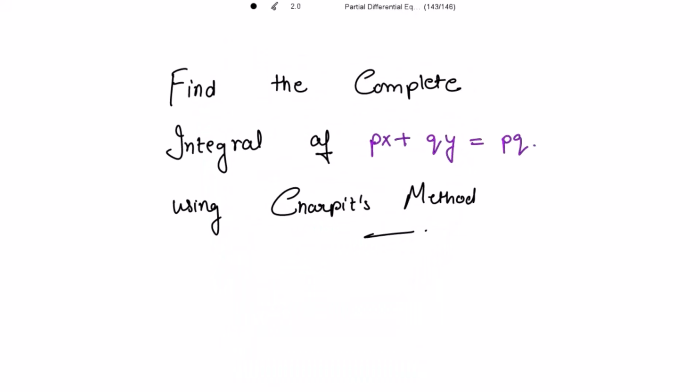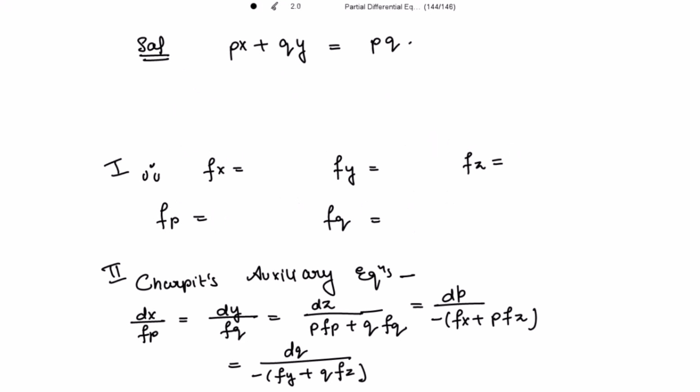Find the complete integral of px plus qy equal to pq using the Charpit's method. First, we need to write this given equation in the format f is equal to px plus qy. Let me take this pq to the other side, minus pq. And now we need to get all these values fx, fy, fz, fp, fq.